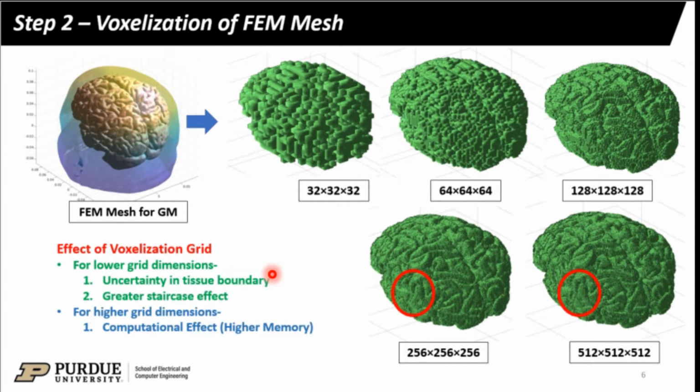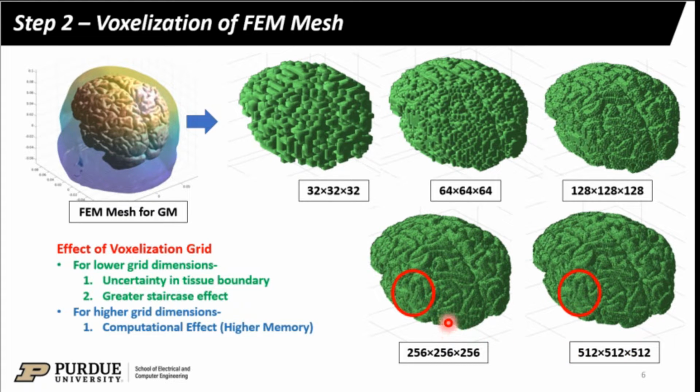So step 2 is generating voxelized heads from the finite element mesh. The voxelization grid is an important factor here. As you can see, for lower grid sizes, the tissue boundaries are not so well defined. The tissue boundaries become prominent with grid sizes beyond 128. So the higher the grid size, the better the tissue boundary resolution. But for higher grid sizes, the computational effort comes into play.